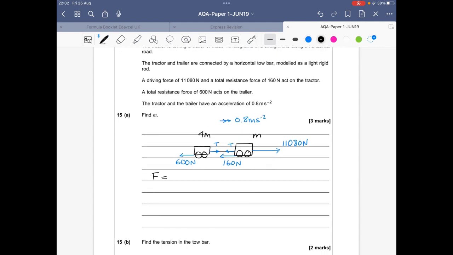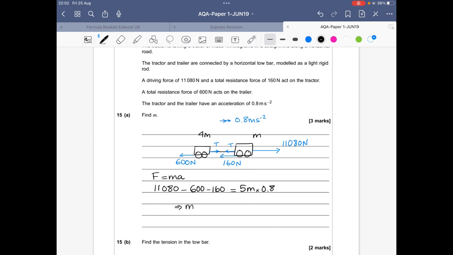So that's what we are going to do, and we are going to apply the equation of motion. First is going to be mass times acceleration, and we work as if this was one whole thing. So the forces in the direction of the motion are 1,080 newtons, minus the forces against the motion, 160 and 600. So this is the resultant force, and it is going to be the total mass combined of both of them, so 5m times the acceleration, which is given. And from here, very easily, I'm going to find the mass.